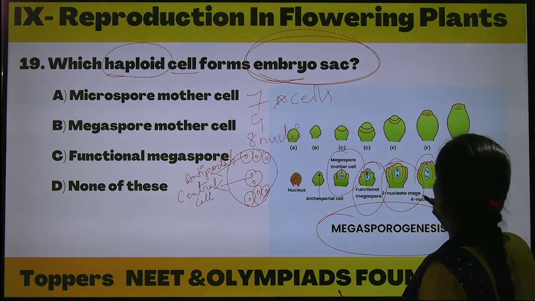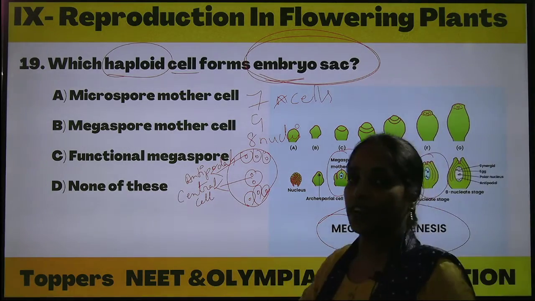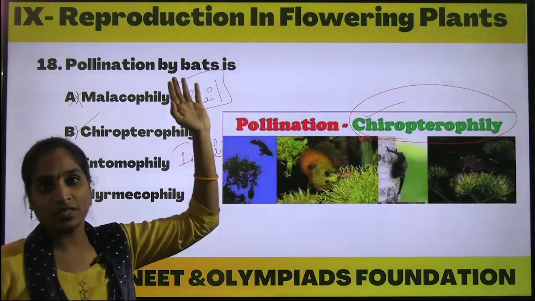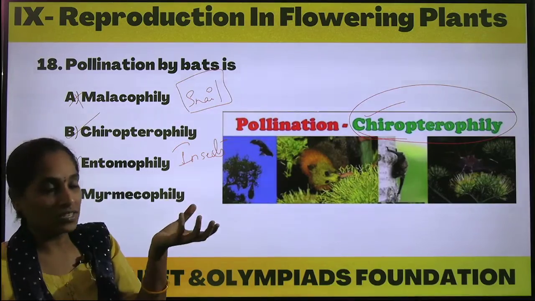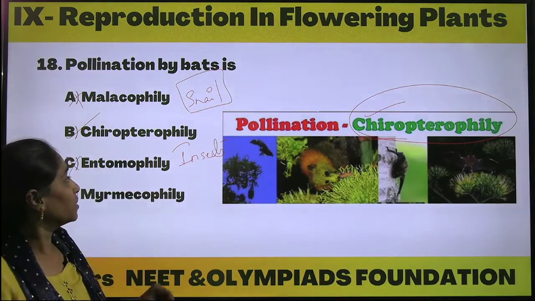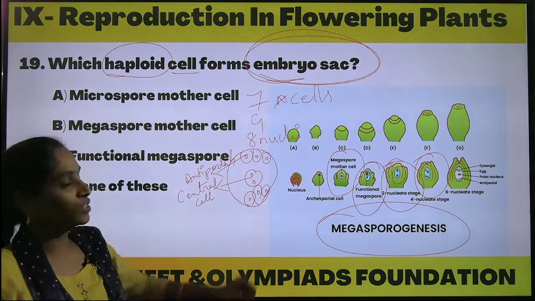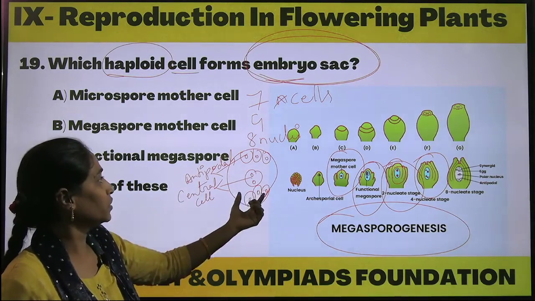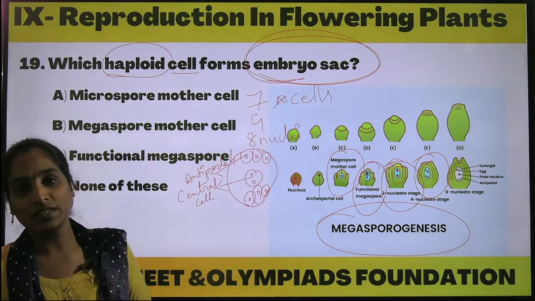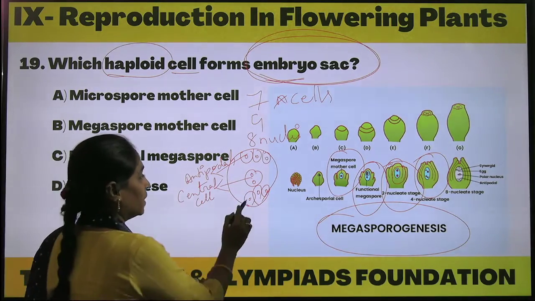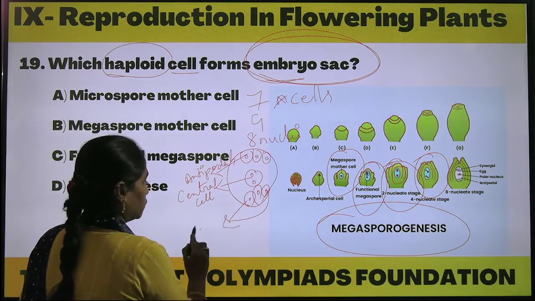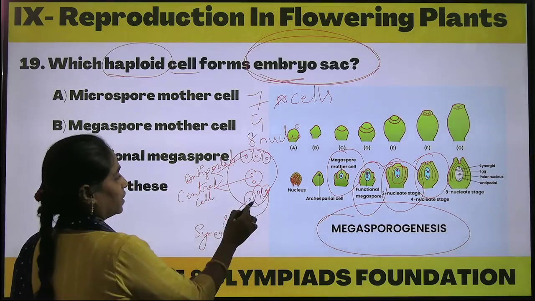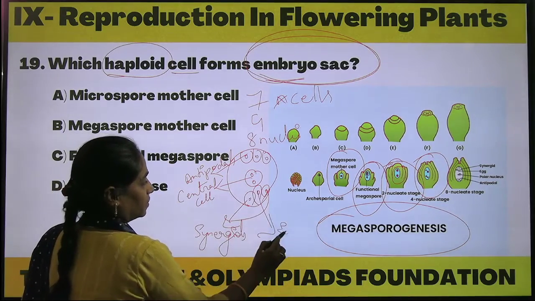Later on we can observe the second and third mitotic divisions to form 3 antipodal cells and 2 polar nuclei in the central region, from both the ends. By the third division we can observe the formation of antipodals and the synergids along with the egg cell. So these are the synergids, and the middle part is the egg cell.